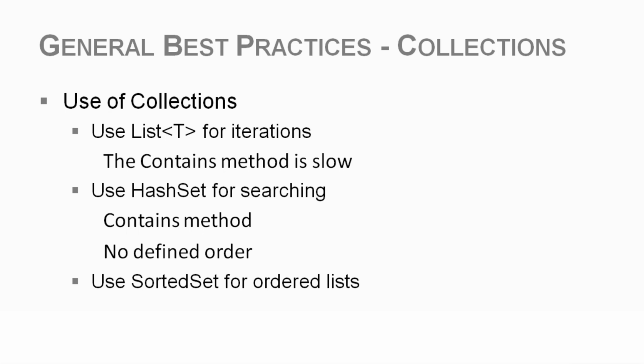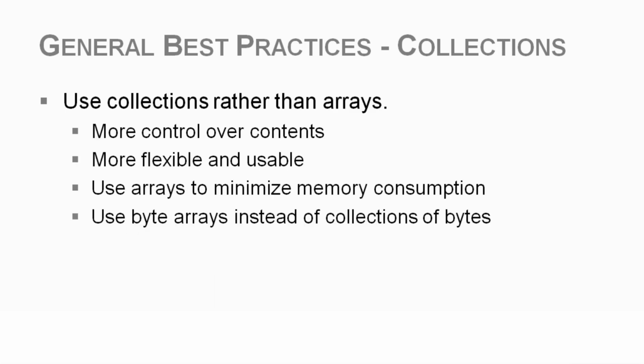You can use SortedSet for ordered lists, and that also has a more performant Contains method than a generic List. It's also preferable to use collections rather than arrays in a lot of cases, and the reason is you have more control over the contents of your collections because you're going to be able to use Add and Remove methods without having to reallocate arrays, and because you also have Contains methods as well. So collections are more flexible and usable as your application adapts.